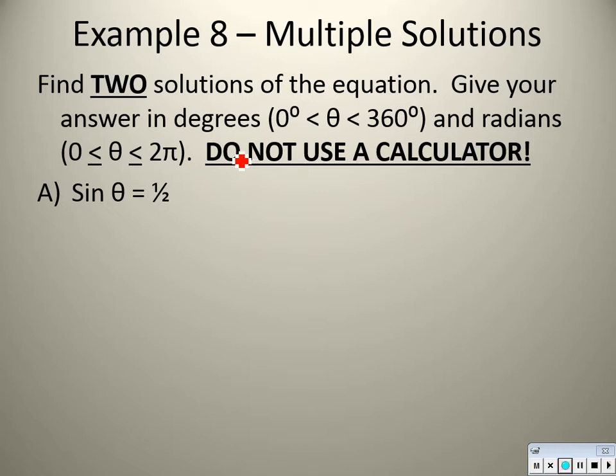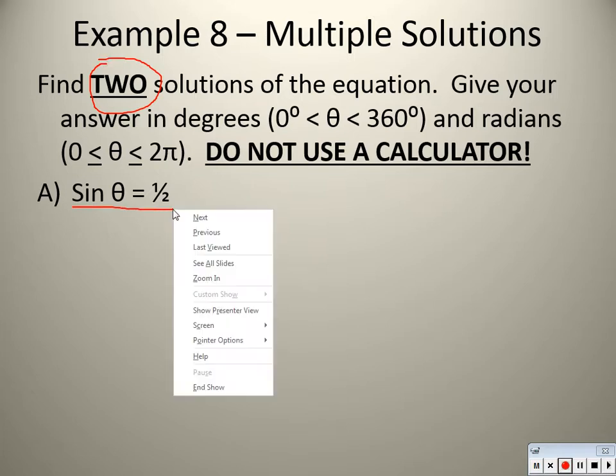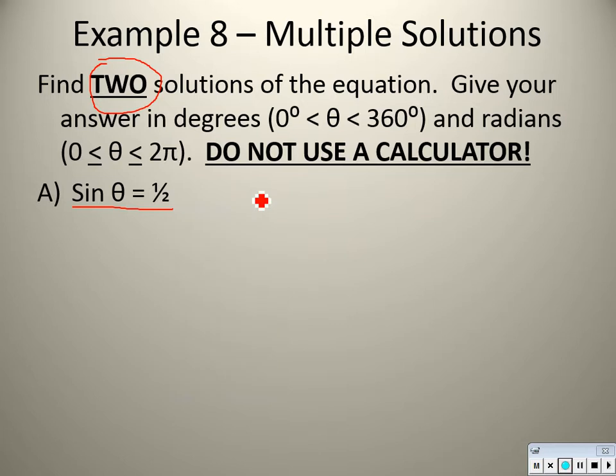So the question here says to find two solutions for each equation. So give your answer in degrees and radians. What we're looking for here is what's the value of theta if the sine of theta was 1/2. So if I was talking about not using a calculator for this, anytime we're talking about sine, cosine, tangent and not using a calculator, most often we're talking about something that involves a right triangle that's either a 45, 45, 90 or a 30, 60, 90.